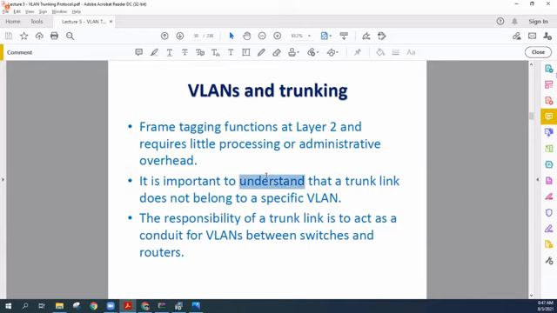It is important to understand that a trunk link does not belong to a specific VLAN. Trunk is not VLAN 10 or VLAN 20 or VLAN 30. It is a trunk. The trunk facilitates multiple VLAN related communication. The responsibility of the trunk link is to act as a conduit for the VLANs between the switches and the routers.